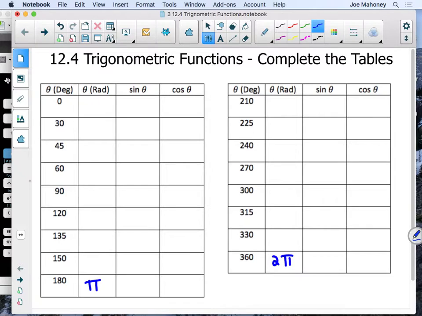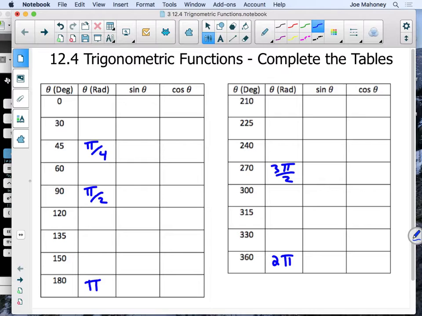If I cut 180 in half, I get 90, so cutting pi in half is pi over 2. And 90 times 3 is 270. So 270 is 3 pi over 2. Now I'm going to do some of the other angles. I know that 45 is half of 90, or 45 is a quarter of 180. So 45 degrees in radian form then is pi over 4.